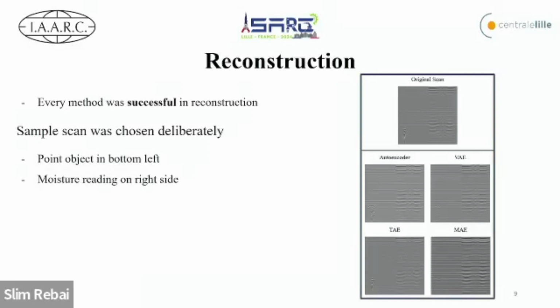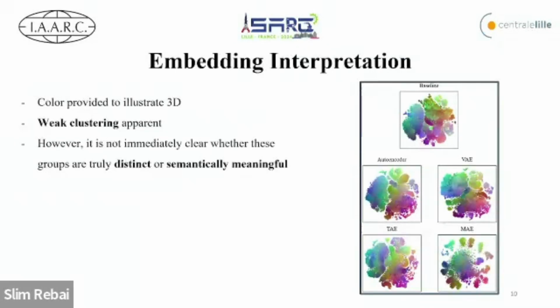And so now that we see that every method was able to successfully reconstruct the scans, we can move on to analyzing the way it organized the latent spaces. Here we have a figure that illustrates all the learned latent spaces of each method. The figures are in 2D, but color is also provided to show separation in 3D space. We can see from the autoencoder, the VAE, and the TAE, which is the transformer-based autoencoder, there appears to be some sort of weak clustering happening, but it's not exactly clear. The interesting thing here is the masked autoencoder. We can see that there are a lot more strong, distinct clusters here.